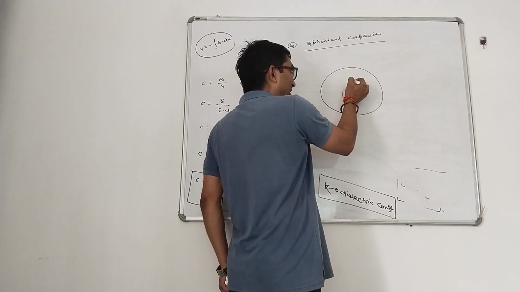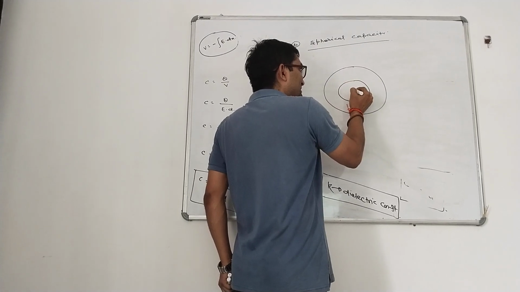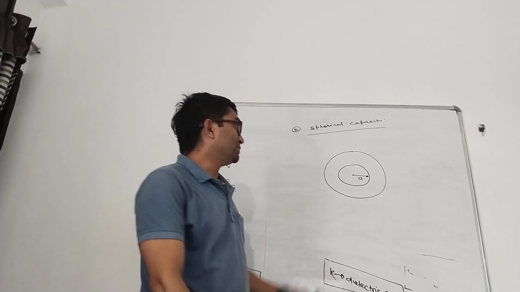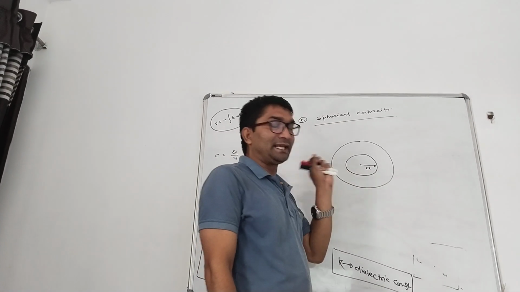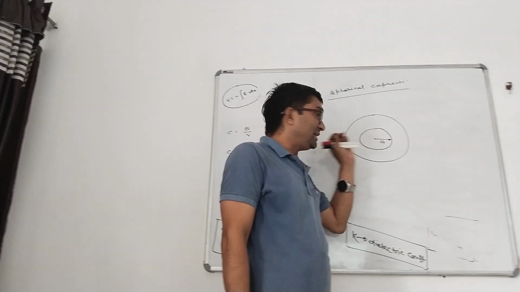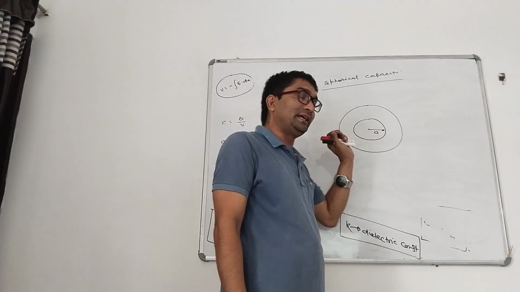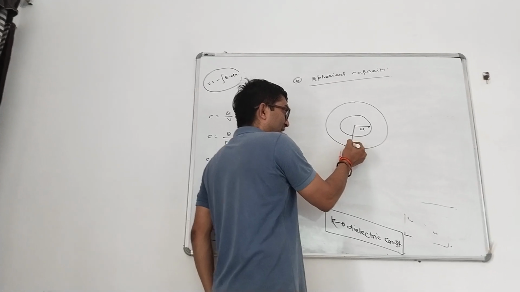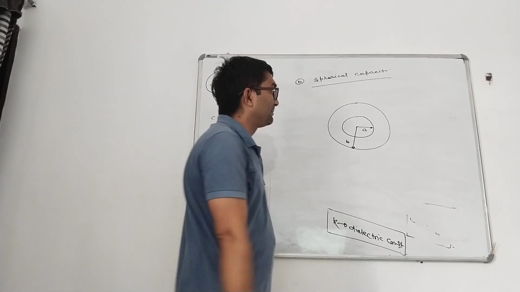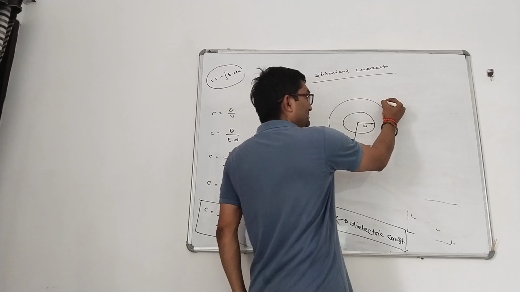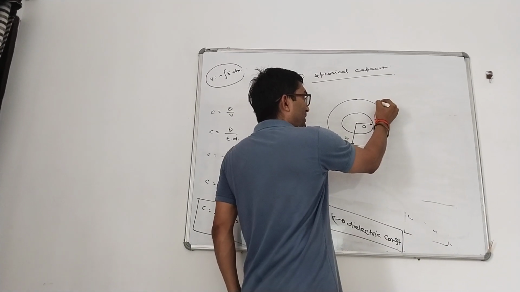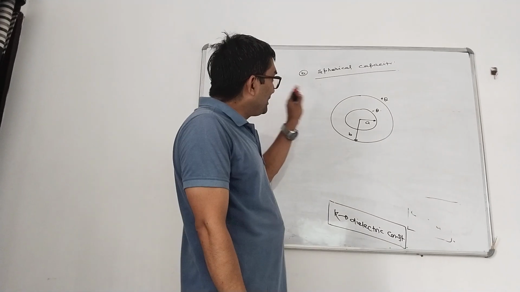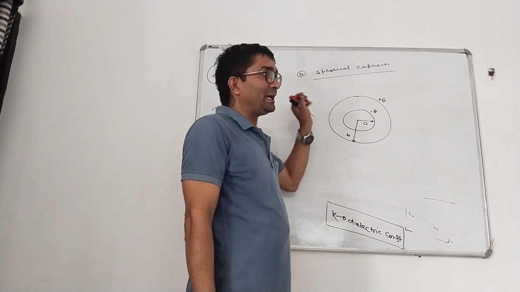So this is the first plate and this is the second plate. Suppose their radius is A. Configuration means what? Shape and size. So their shape is spherical in nature and their size means their radius is A. And now the radius of the second plate I will assume B. Suppose this is the positive charge, this is the negative charge. Then it becomes the spherical plate capacitor.